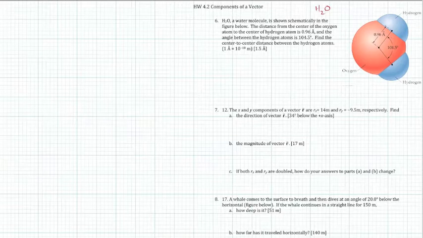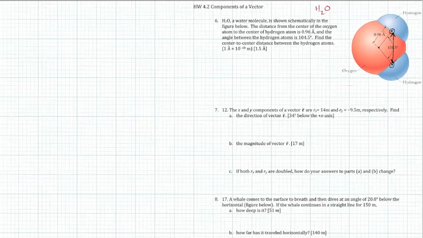So what we're trying to find here is what's this distance between this hydrogen atom and that hydrogen atom right there. What is that distance? Well, you might think we could just start taking some sine functions, because after all, we do have a triangle right here. But the problem with this triangle is that it's not a right triangle, even though I drew it in there. That angle is 104.5 degrees, not 90 degrees. So we need to do something about this.